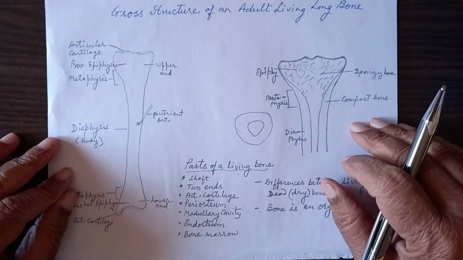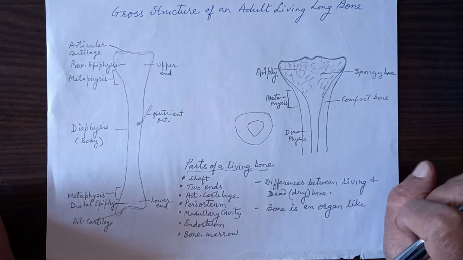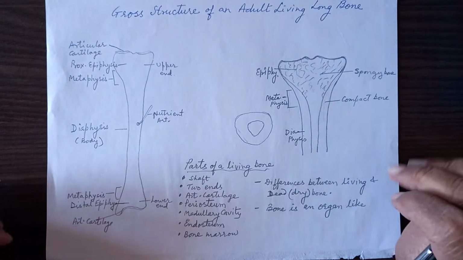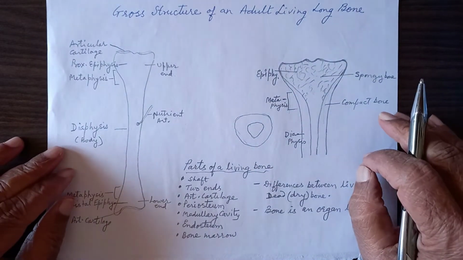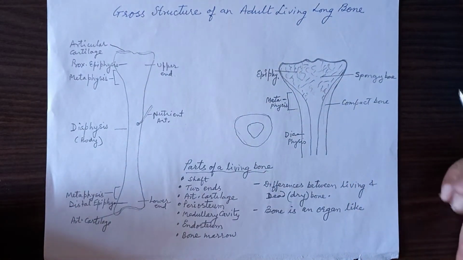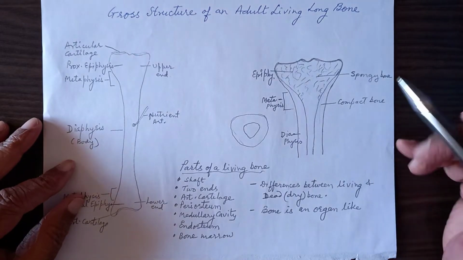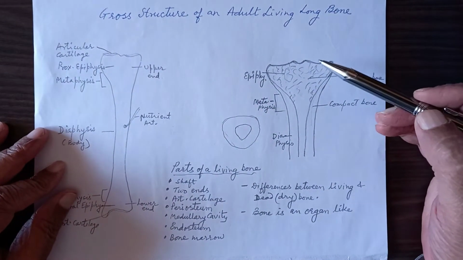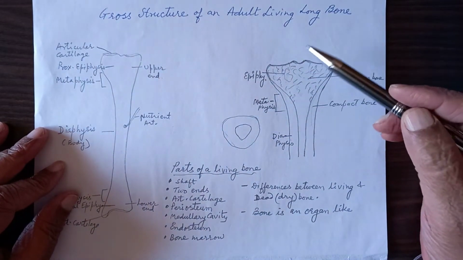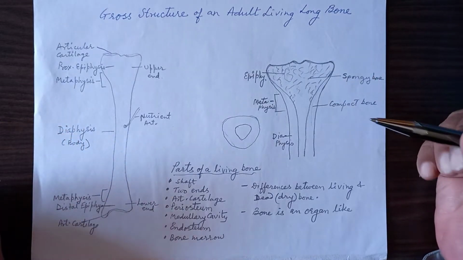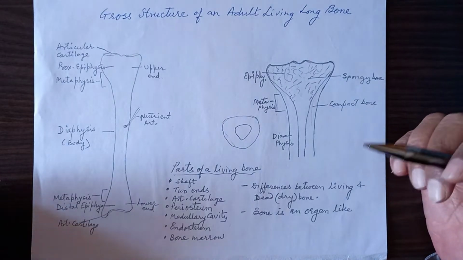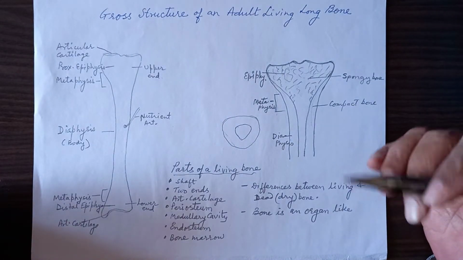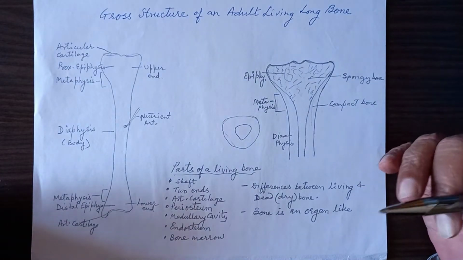This is a video from the chapter on general anatomy, that is the skeletal system, and this is a very basic lecture on the gross structure of an adult living long bone. That means in this video, in very short, I am going to tell you the gross anatomy or structure of a living long bone, that is from an adult, okay, not a developing bone.